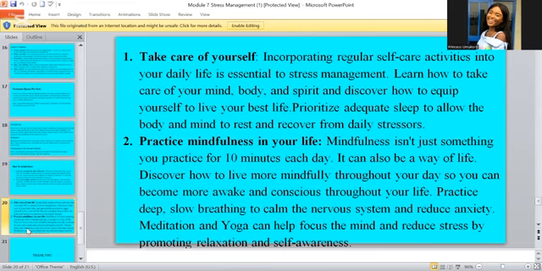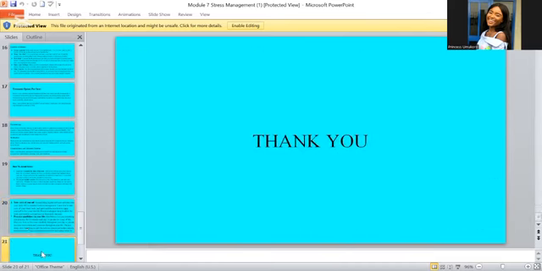Finally, practice mindfulness in your life. Mindfulness isn't just something that you practice for 10 minutes each day. It can also be a way of life. Discover how to live more mindfully throughout the day so that you can become more awake, more aware, and conscious of your thought life. You can also practice deep, slow breathing to calm your nervous system and reduce anxiety. Meditation and yoga can also help focus the mind and reduce stress by promoting relaxation and awareness.